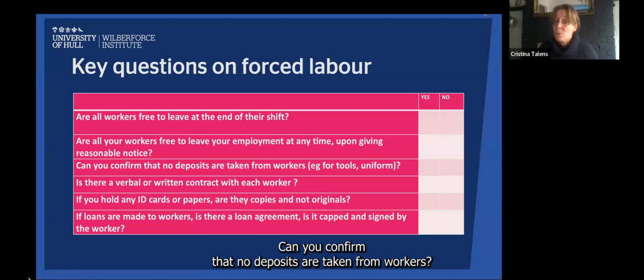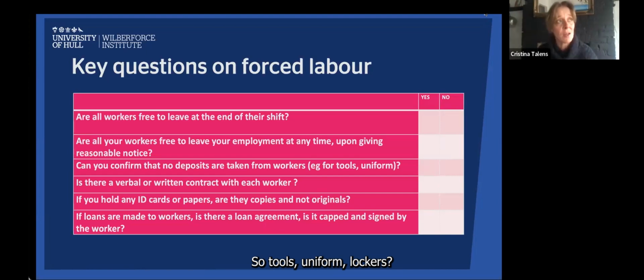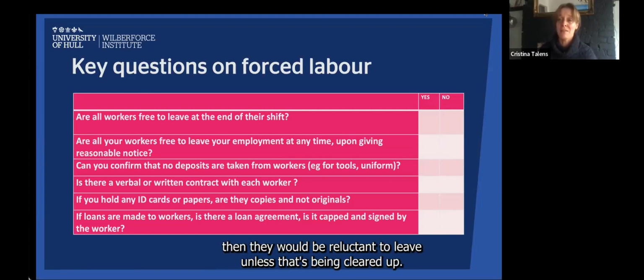Can you confirm that no deposits are taken from workers? So tools, uniform, lockers. There might be deposits taken for living accommodation. There might be deposits taken for energy. Just check what is taken and what it's for, because that money will be owed to the worker. And if it's substantial, then they would be reluctant to leave unless that's being cleared up.